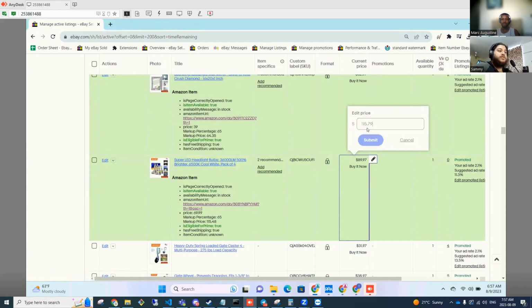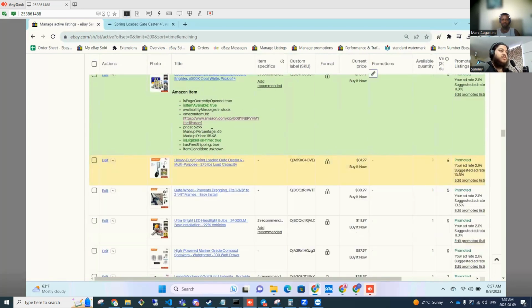Look at this one. This is ridiculous. This one marked it up to 115. So it's $70 markup times 65. I'm pretty sure this is the number because I think it's just simple math.